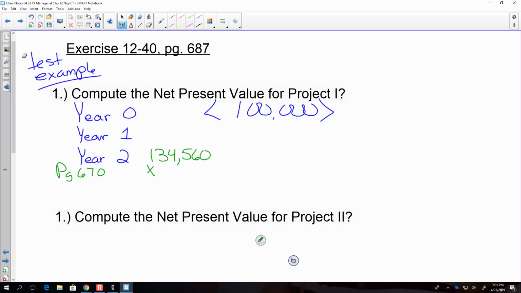Obviously we're in row 2, but what column? What is the desired rate of return for this particular company? 10%. Does everybody see that? Yeah. It's called the cost of capital. Means the same thing. So what number do I multiply this by? 82,645.